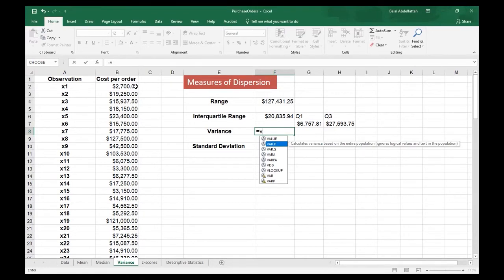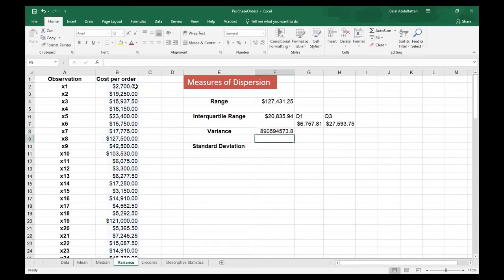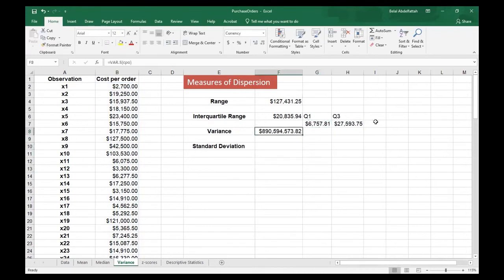Let's assume that we are dealing with a sample. So I will select VAR.S. And for the data, it's going to be everything related to cost per order. And this is the value that I get. Now see how large that value is. Really hard to get an idea of what this means in terms of the spread of all of these values.